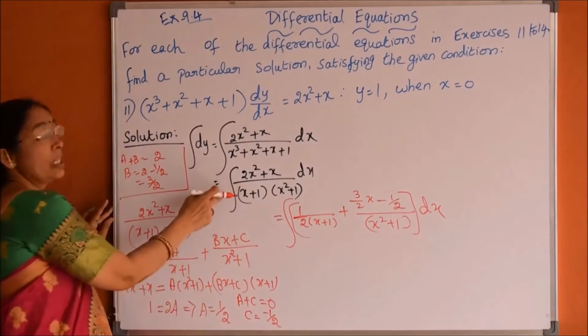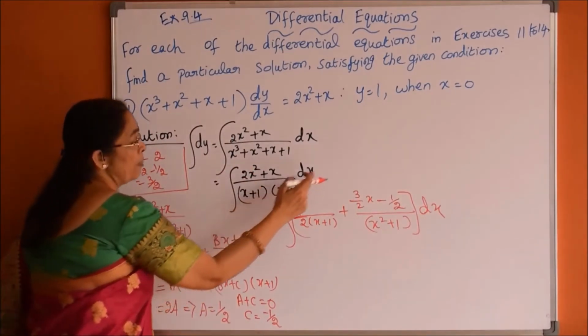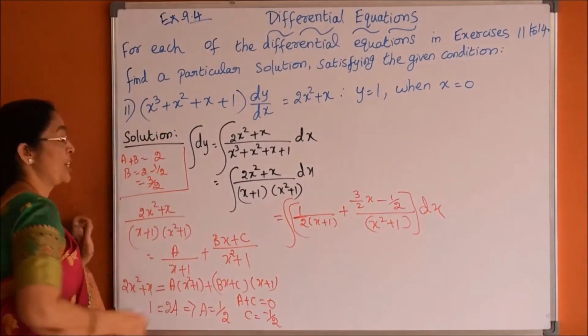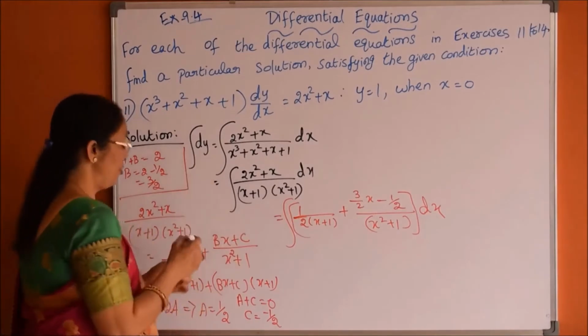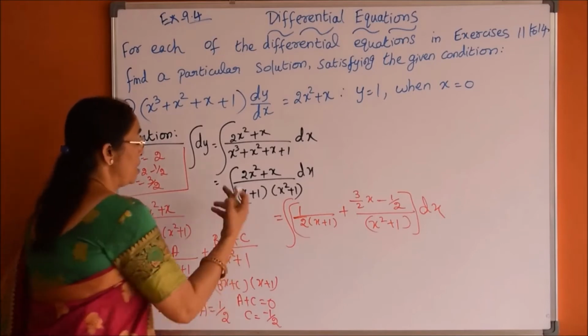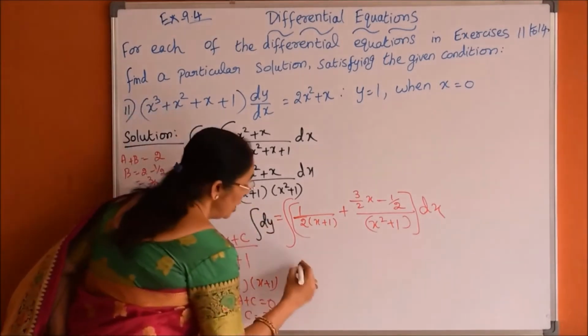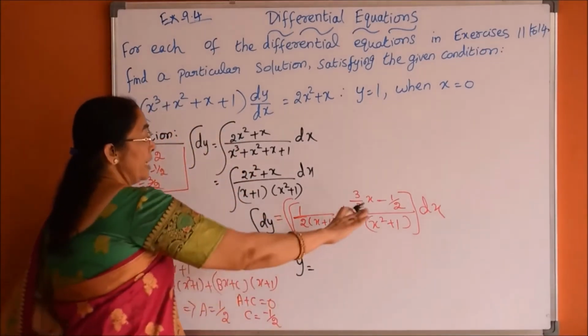So this fraction (2x² + x)/((x + 1)(x² + 1)) dx we separated with the help of partial fractions. So now our aim is to integrate. You have the left hand side integration of dy, which is nothing but y. So now left hand side integration of dy is y. Now let us separate these two.